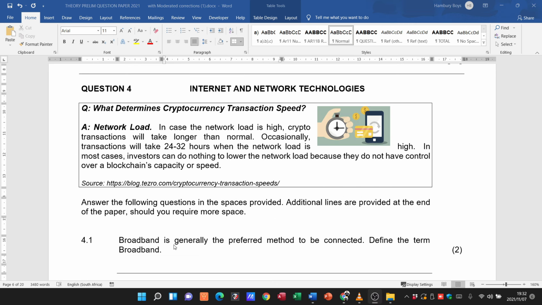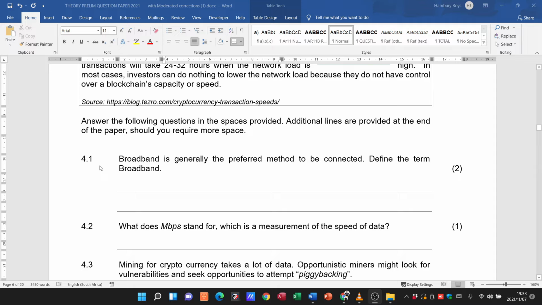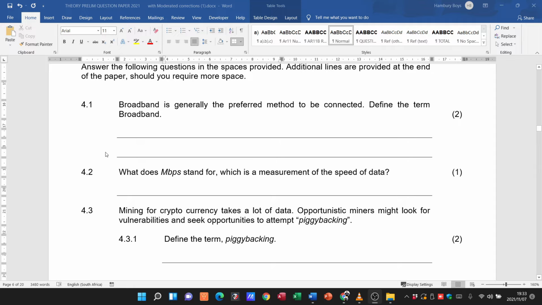All right, question 4. Now we're dealing with internet and network technologies. They're talking here, what determines cryptocurrency transaction speed? And the answer is network load. In case the network load is high, crypto transactions will take longer than normal. Occasionally, transactions will take between 24 to 32 hours when the network load is very high. In most cases, investors can do nothing to lower the network load because they do not have control over a blockchain's capacity or speed. Now, based on that, they want us to answer the following questions.